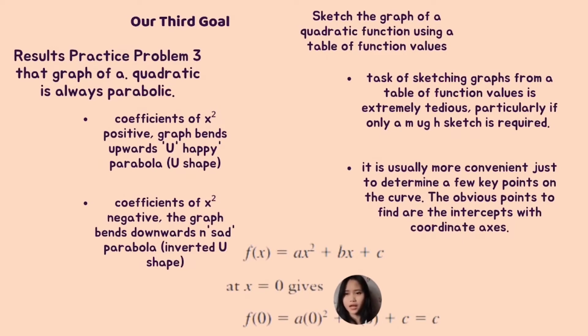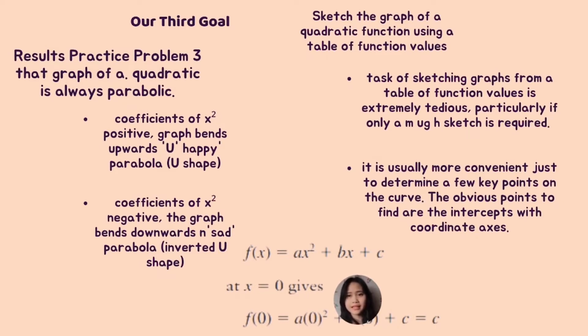f(x) equals ax² + bx + c. So at x equal to 0, f(0) = a(0)² + b(0) + c = c. So this is the graph. The constant term determines where the curve cuts the vertical axis.